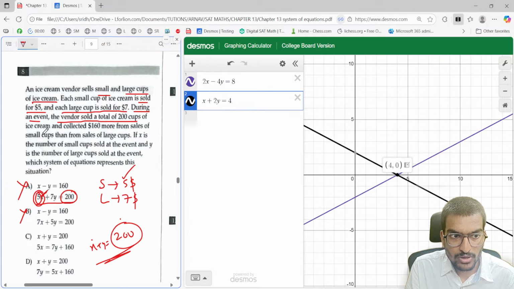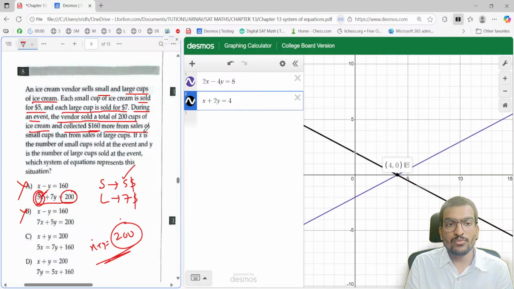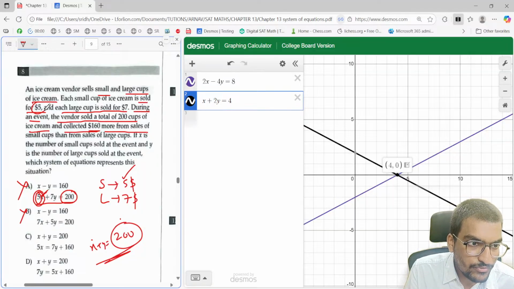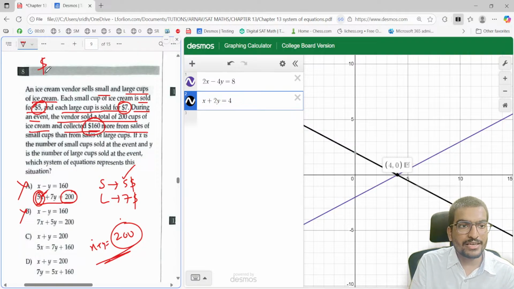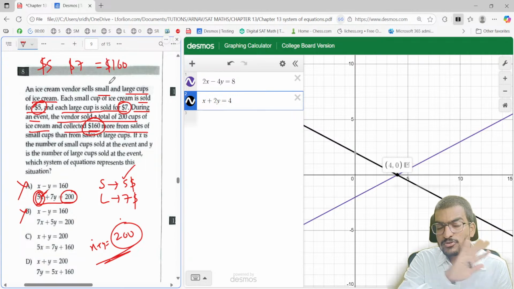Sold a total of 200 cups of ice cream and collected $160 more from sales. See, I said I'd give you one trick. When you're dealing with a word problem and you see something coming thrice, here $5, $7, $160, like $5, $7 equals $160, the dollars must be in one line, at one place.